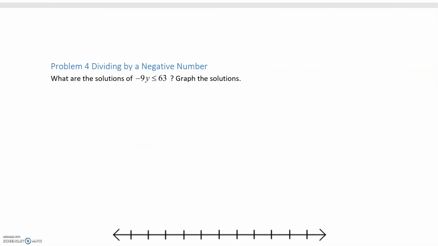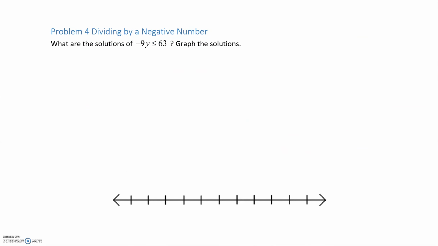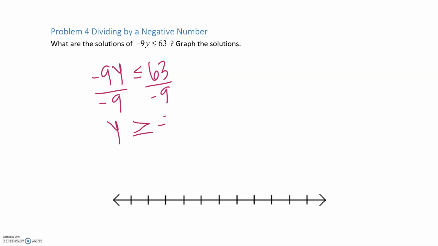And then our last page for this section, we're just dividing by that negative number. So if we have negative 9y is less than or equal to 63, we're going to divide both sides by that negative 9. When we do that, we have to automatically flip that sign. So that's going to leave us with y is greater than or equal to negative 7. So we're going to have that negative 7 down here. Since it's greater than or equal to, we're going to have a closed circle. And we are shading to the right. And that is going to give us in function notation, open bracket, negative 7, comma, infinity, close parentheses.